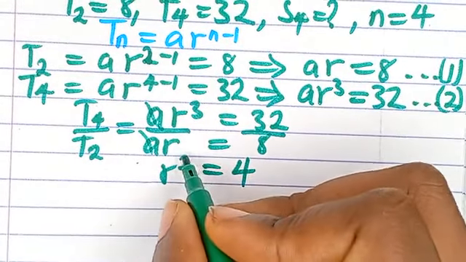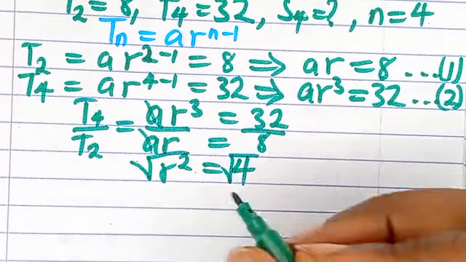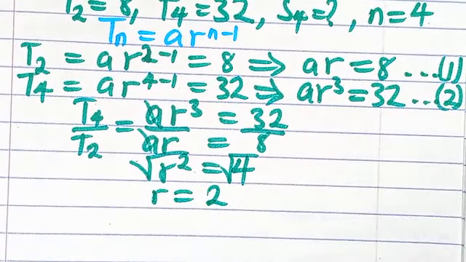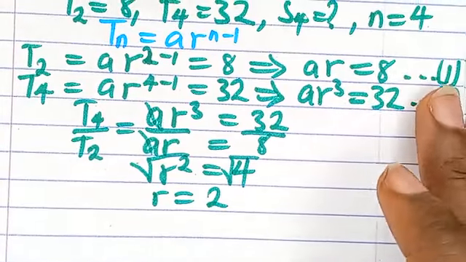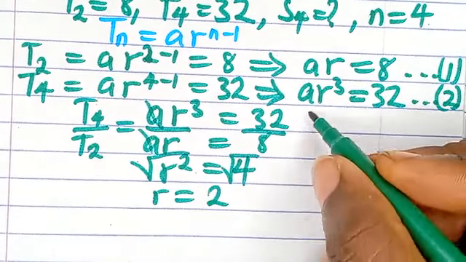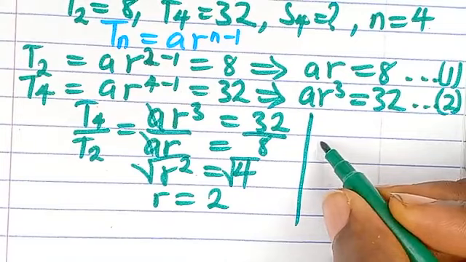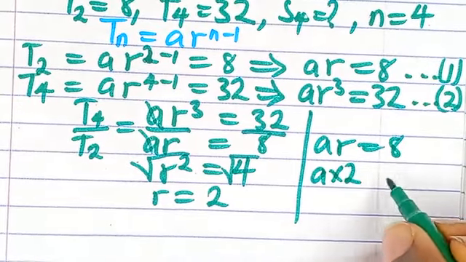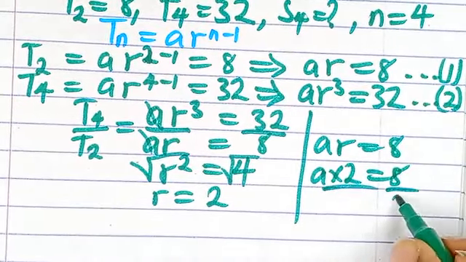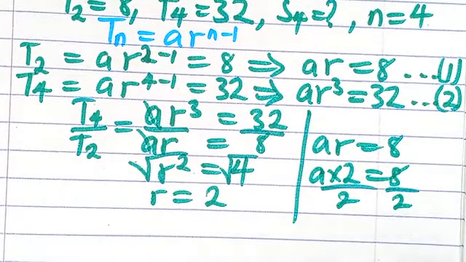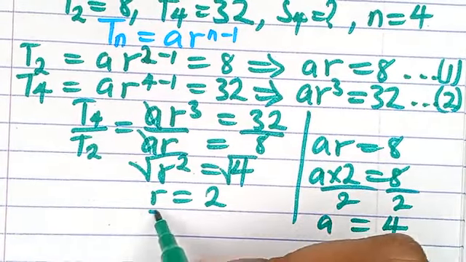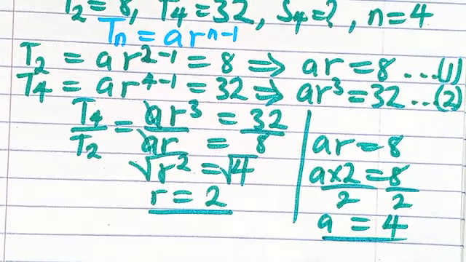So how do we find R? We square root both sides. We find the square roots of both sides to find that R is equal to 2. Having noted that R is equal to 2, we go over to equation 1 to substitute to get the value of A. In equation 1, we have that AR is equal to 8, so A times R, which is 2, is equal to 8. We divide both sides by 2. We have that A, the first term, is equal to 4. So R is 2 and the first term is 4.